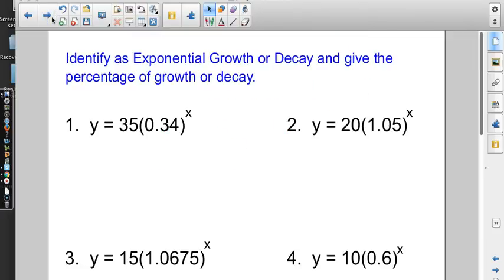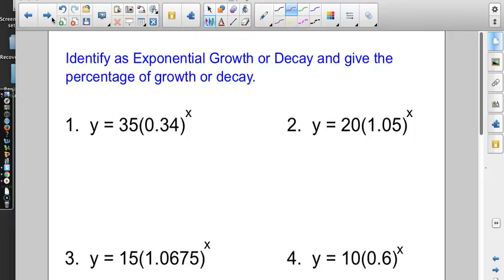So this next page, what I want to do is go over a couple of these with you and then let you and your partner go through. Because what we want to do is identify these as growth or decay, and then we want to give the percentage of growth or decay. So that's new for us, not the growth or decay part.